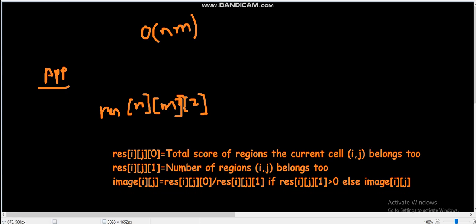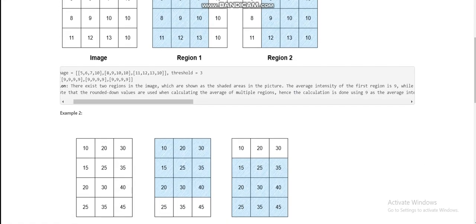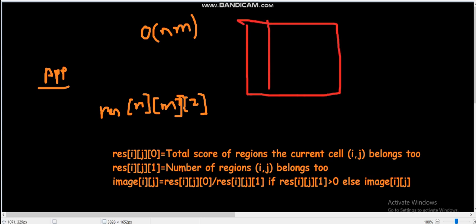So you take race ij0 as the total score of regions the current cell ij belongs to, and race ij1 as the number of regions the current cell belongs to. Now image ij is race ij0 by race ij1 if race ij1 is greater than 0, otherwise it will be the original value of image ij. Now let's look at how we can calculate race ij0 and race ij1. So we'll check every region, and we'll take the starting cells. So let's say our grid is like that, 4 cross 4.